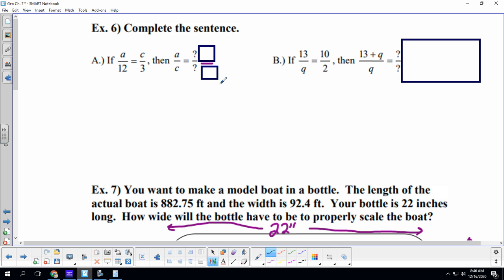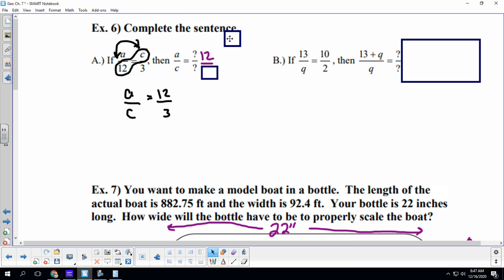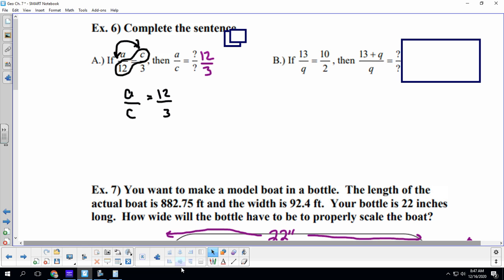Complete the sentence. A over 12 equals C over 3. Then A over C equals... So let's go ahead and use the property that says we can switch these guys up. So we're going to go A over C equals 12 over 3. 12 over 3 reduces to, if I divide by 3, sorry, I thought I already did the dividing. It's equal to 4 over 1.